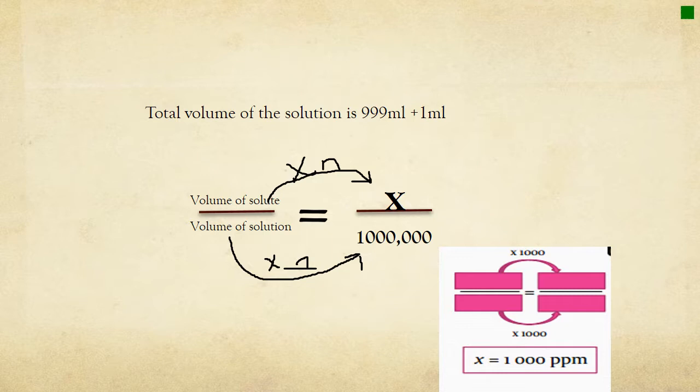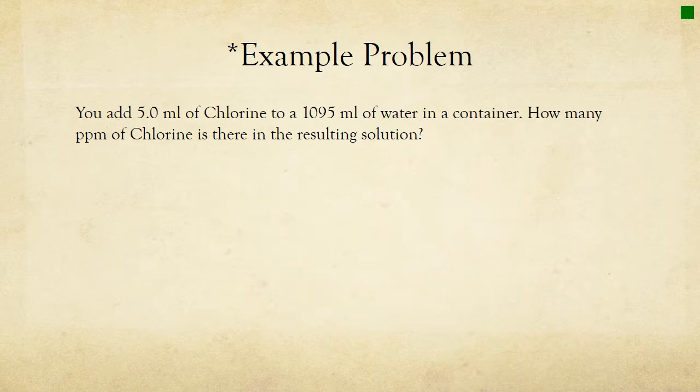Okay, but now I think we're going to go ahead and do an example. Here's an example problem I just made up. It's not too difficult. Hopefully this will make sense. You add 5 milliliters of chlorine to 1,095 milliliters of water in a container. How many parts per million of chlorine is there in the resulting solution?